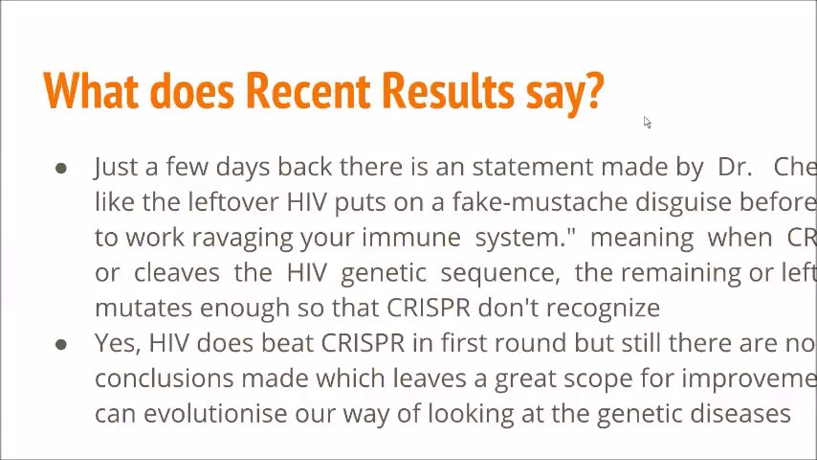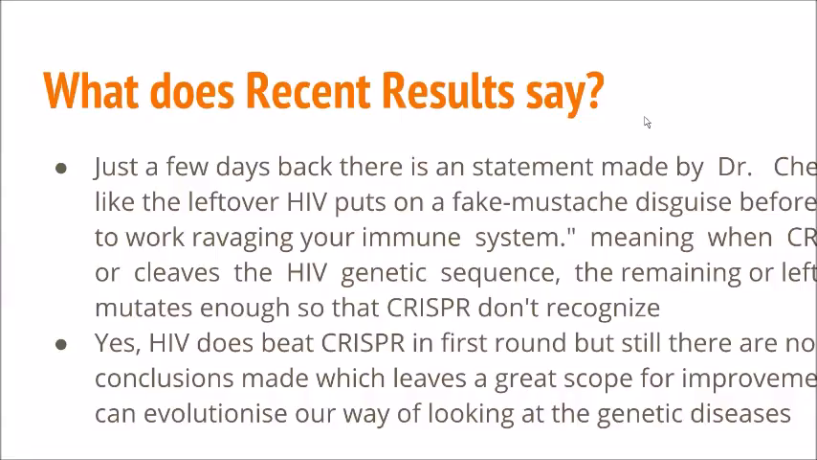Chen Liang, which we read in an article. It's like the leftover HIV puts on a fake mustache disguise before going back to work, revising your immune system. So what does it mean? It means that HIV has got a brain of its own, which is more intelligent than the CRISPR.